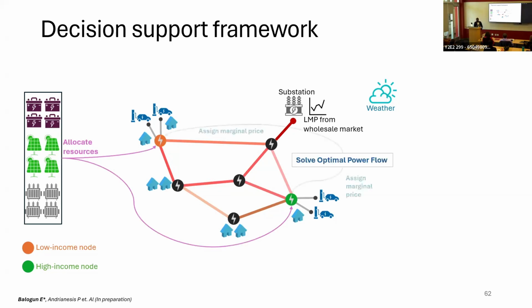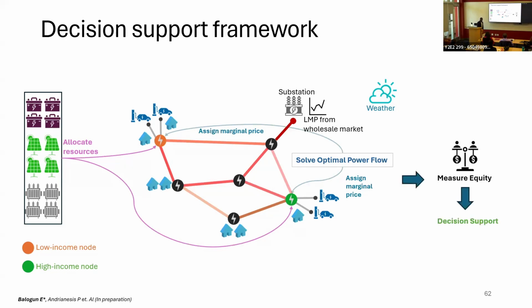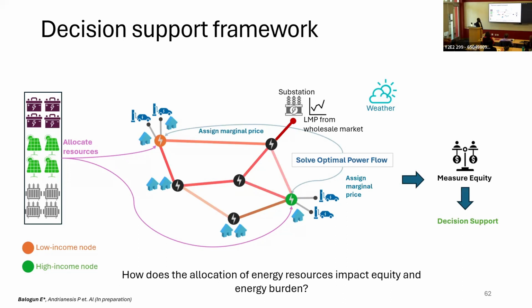Let's say we don't know how to do it, but we just do it. Then we solve an optimal power flow problem. What that gives us is the marginal price of electricity at each node. So you can imagine that each decision you make, how you allocate resources, will influence the marginal prices as well. And then we measure equity and use it for decision support. So the key questions that we can answer with this is the following. How does the allocation of energy resources impact equity and energy burden when you start to consider the true grid conditions?